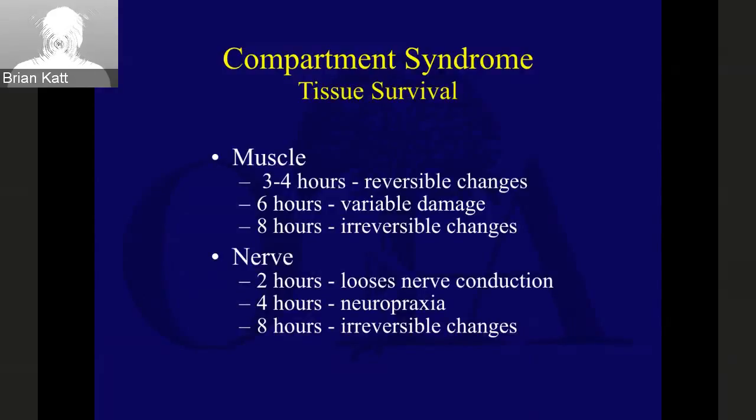So what happens in terms of the tissue? You have a few hours where you'll get reversible changes, and that was 3 to 4 hours. And then after about 8 hours, that's when it becomes irreversible. So if somebody comes in with suspected compartment syndrome and it's over 24 hours old, well, there's no point in doing it. The damage is done. If they really had compartment syndrome, you're not going to improve them at all by doing a fasciotomy.